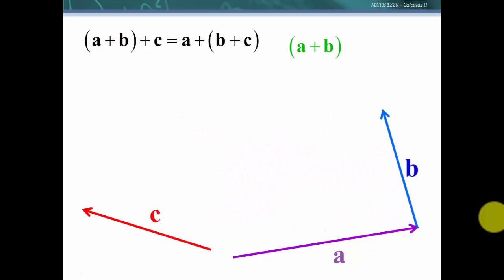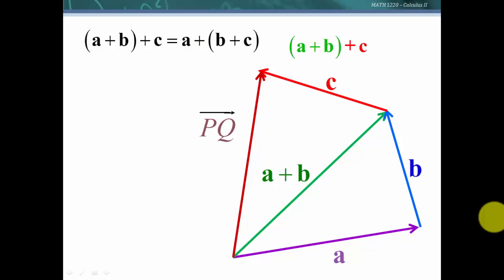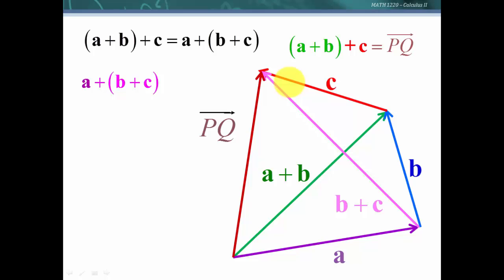Now looking at this associative property, if we did a plus b, and so we'll put those together first, and there is a plus b, and then we added on c. Here is our resultant vector pq. Well, what if we took a, so that would be this purple a, and then added on b plus c. Well, here's b plus c right here, so there is the vector b plus c, and you can see that if we did this a and then b plus c, we again get pq.